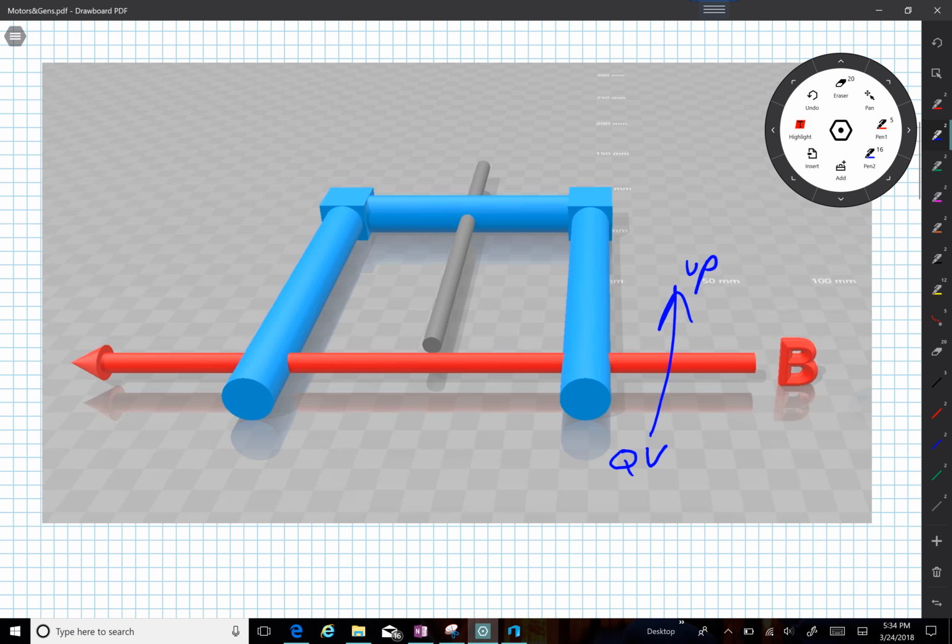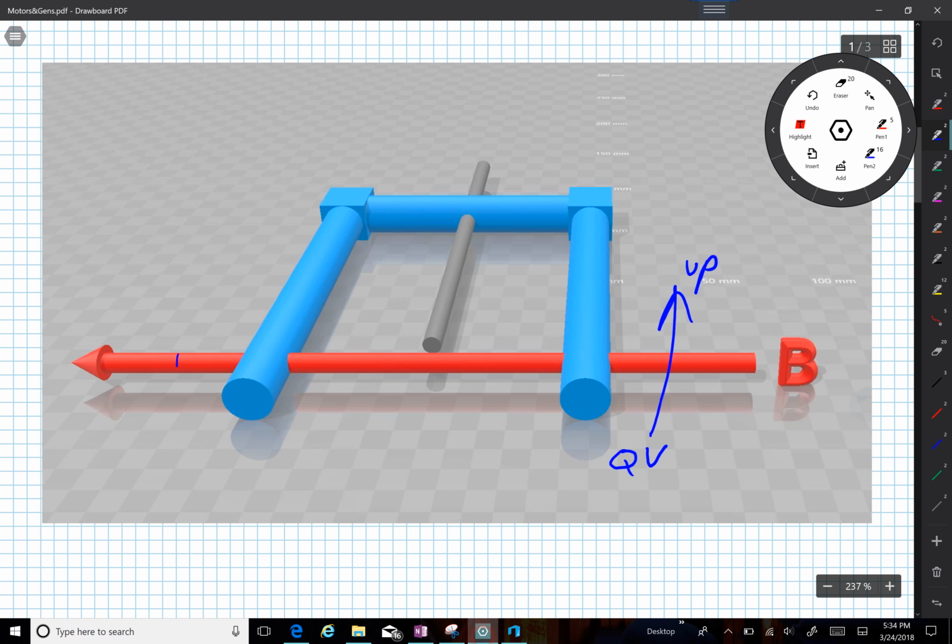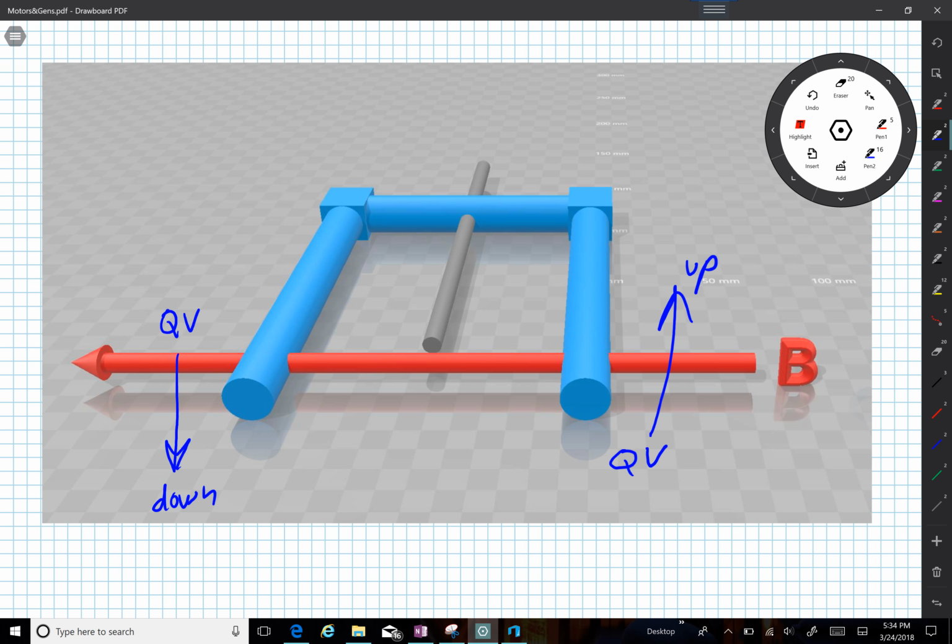So let's go back to this drawing. So there's a QV on this side. This is down. And I'm saying it's QV because the charges are on the wire, and the wire is moving in a certain direction, so the charges move with it. So I've got my QV.